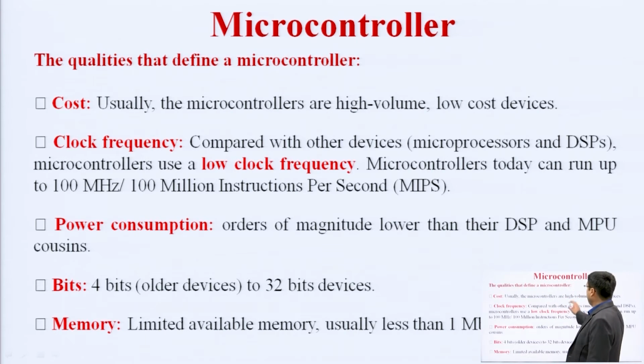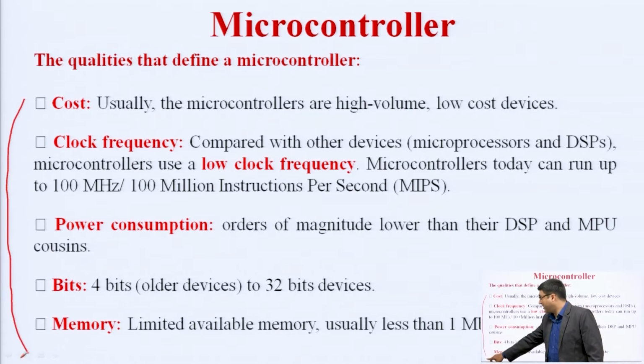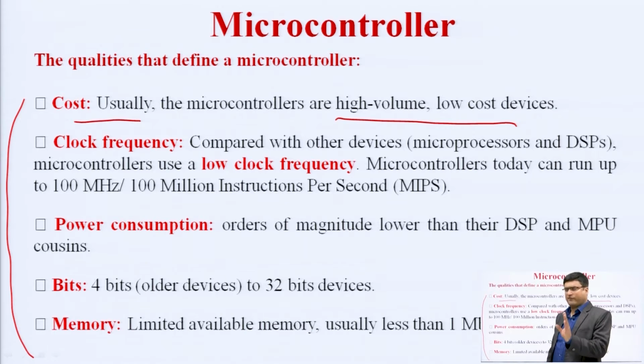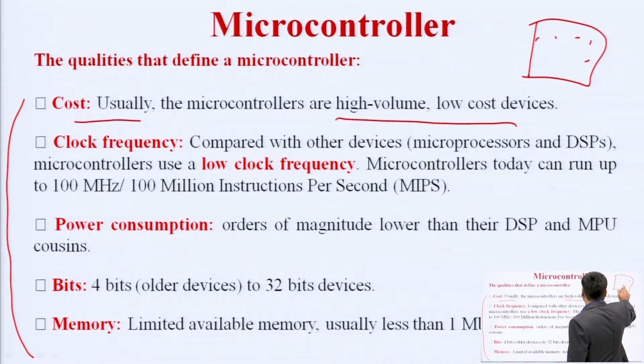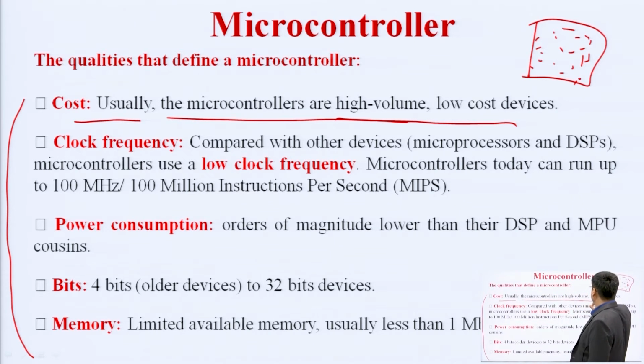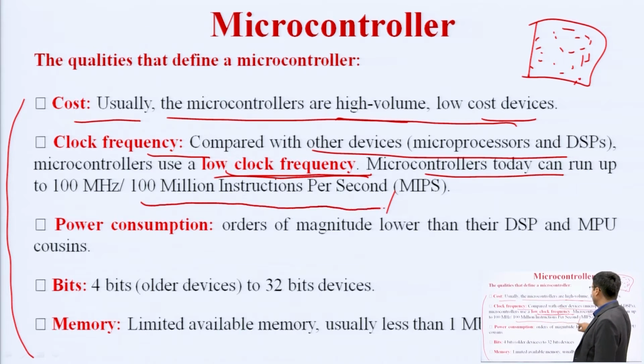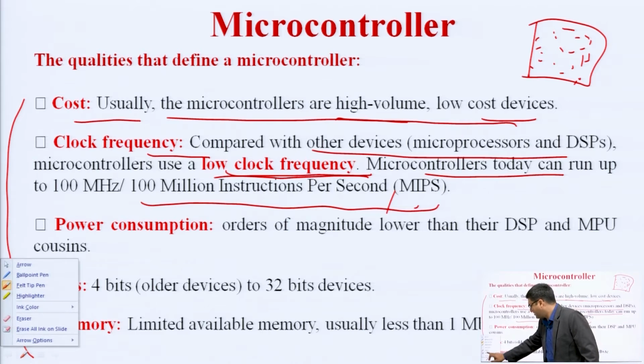Now the qualities that define a microcontroller. First is cost. Cost is the main factor, because the cost of a microcontroller is less, as the hardware requirement is less. If all the things are integrated on a single platform, obviously the cost will be less, making it suitable for high-volume, low-cost devices. Next, clock frequency: compared with microprocessors and DSPs, microcontrollers use a low clock frequency. Microcontrollers today can run up to 100 megahertz, or 100 million instructions per second.